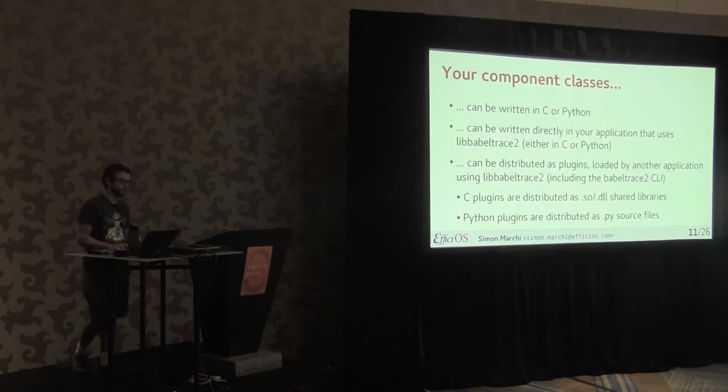Oh, and also, just to make it clear, there's no link between the language of the main application and the language of the plugins. So I can make a main application that's in C, uses libBabeltrace, and use a mix of component classes implemented in C and Python. So we can load the plugins from C and Python, and vice versa. If I write a main application in Python, I can load some plugins implemented in both languages.